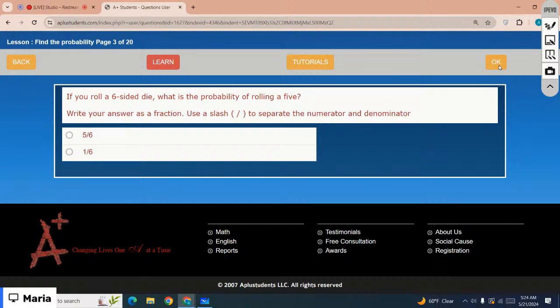If you roll a six-sided die, what is the probability of rolling a 5? So which is the correct option? The correct option is 1 out of 6. Option number 2 is the correct option.